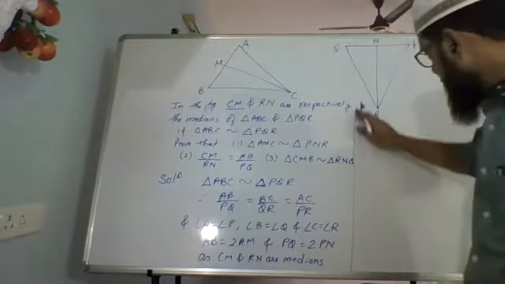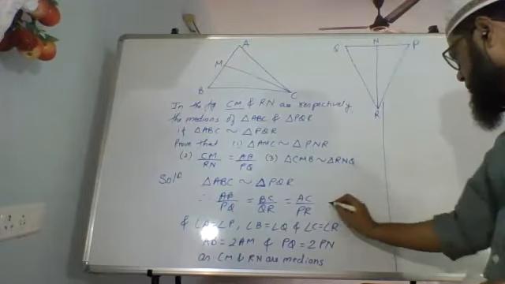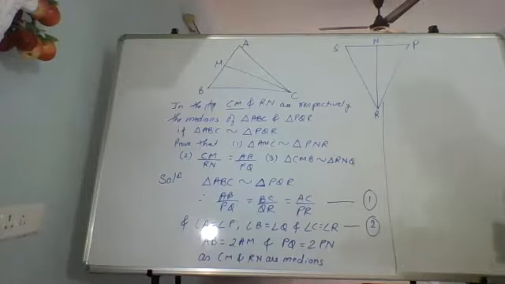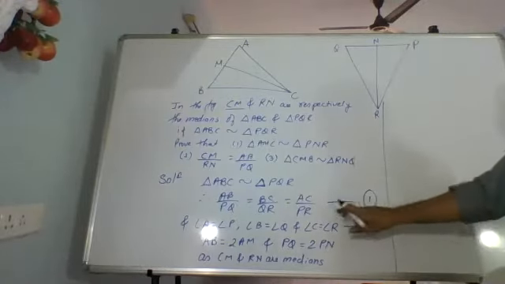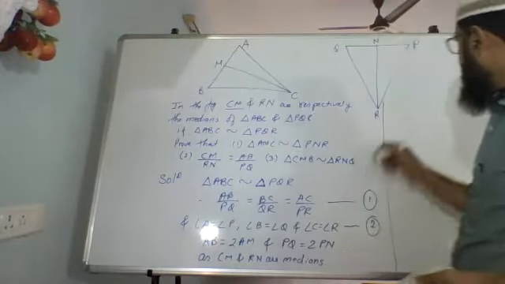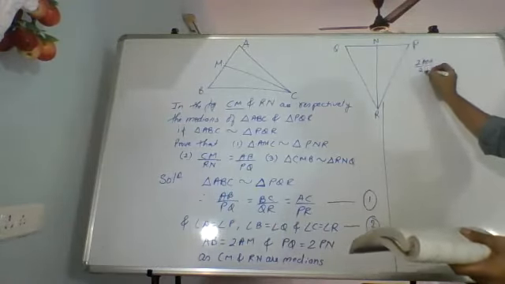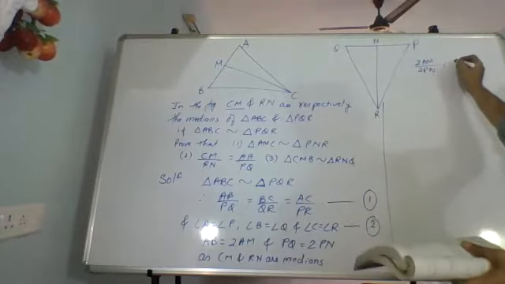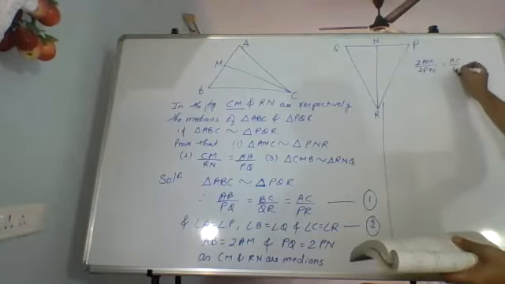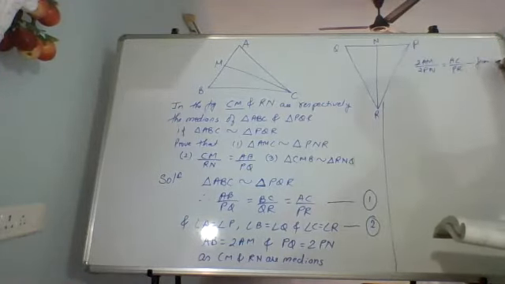Okay. First of all, call this equation number 1, call this equation number 2. Okay. Till here we are clear. Then from here, now in place of AB I can write 2 AM and in place of PQ I can write 2 PN. Therefore, 2 AM upon 2 PN equals AC upon PR, from 1.